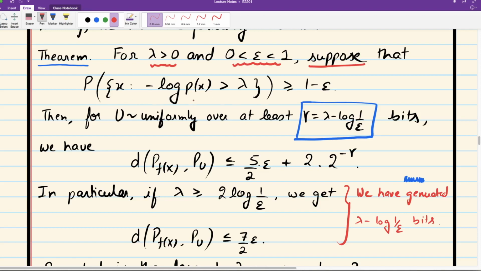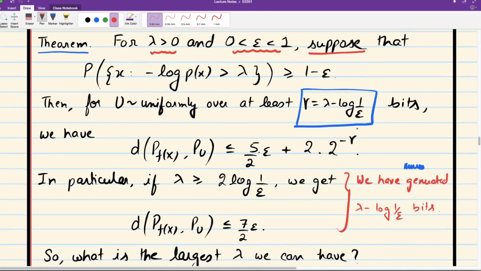This condition is something about the underlying distribution P, that you are able to find such a lambda for which this lower bound holds with large probability. Then for the uniform distribution over roughly lambda minus log 1 by epsilon bits, okay, that's the uniform distribution, we have the total variation distance between this f of x that we designed and pu to be less than or equal to some 5 by 2 epsilon plus 2 into 2 to the power minus gamma. This gamma is set to lambda minus log 1 by epsilon. Okay, that's what we get.